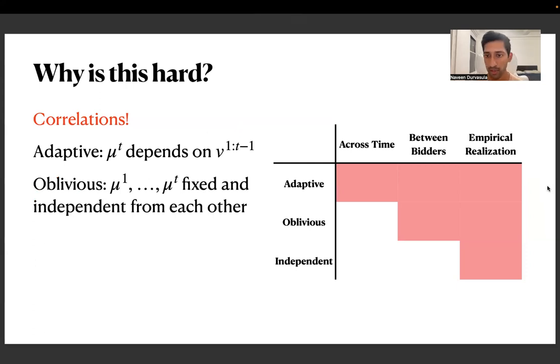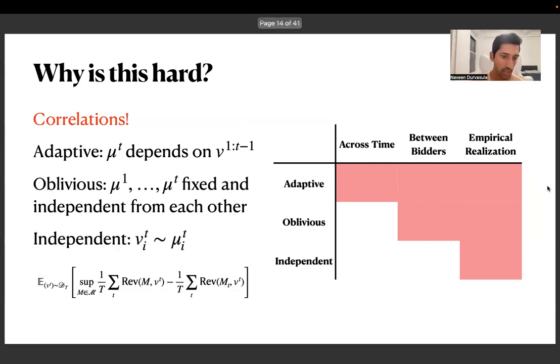In the oblivious setting, which is slightly easier, we don't allow correlations across time, but there can still be correlations between bidders. And even in the fully independent setting, which is the easy setting, where every valuation is drawn fully independently, both across time and between bidders, there's still correlation. And again, this goes back to the fact that we require good ex post performance. And so we require good performance on the empirical realization, which is inherently correlated.